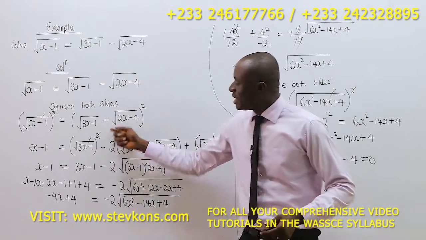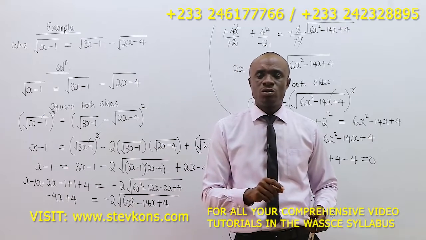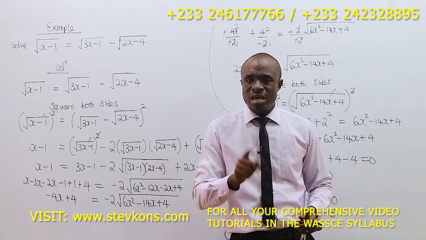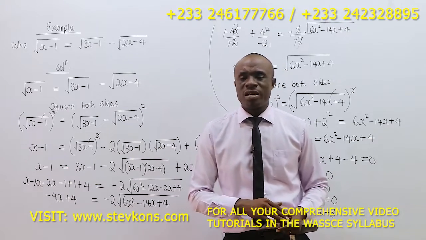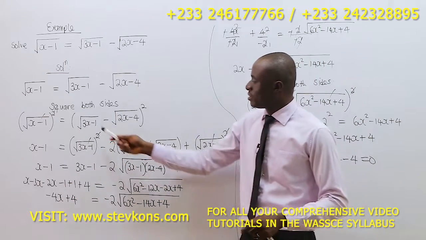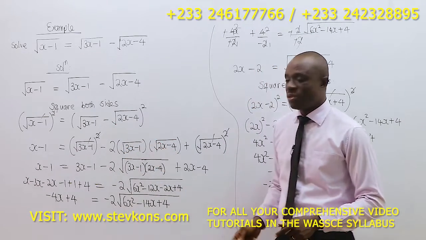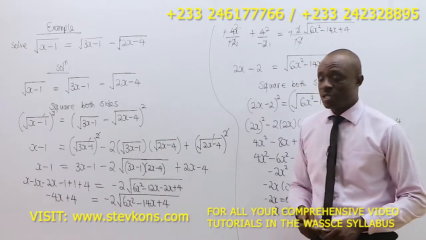But over here, this is of the form a minus b to the power 2. a minus b to the power 2 is a squared minus 2ab plus b squared. So here, a squared, minus 2ab, minus 2ab, and then plus b squared. That's what we have here.